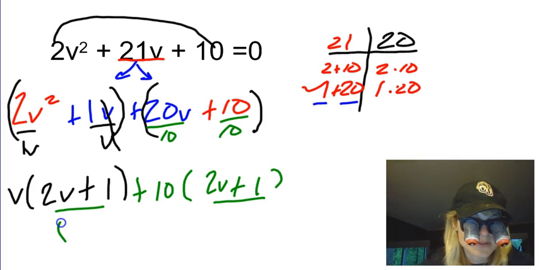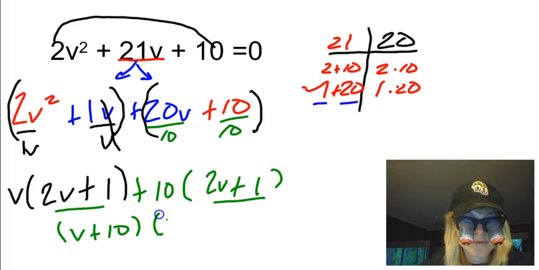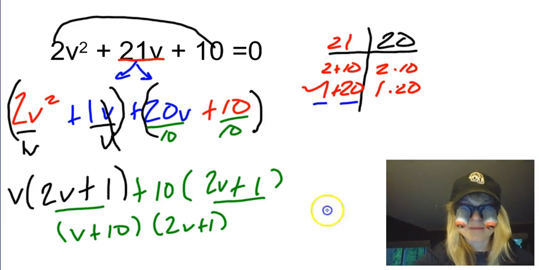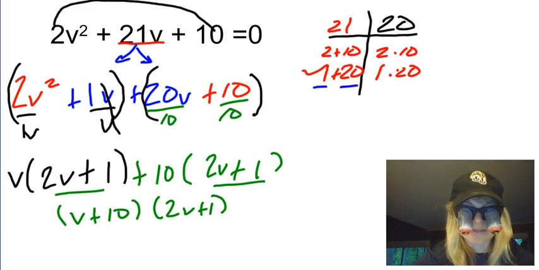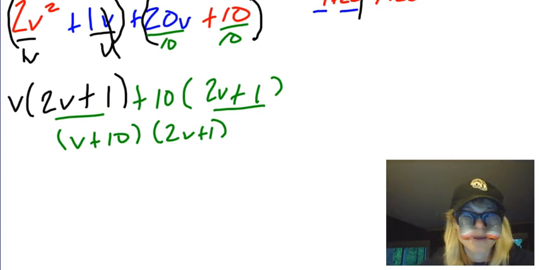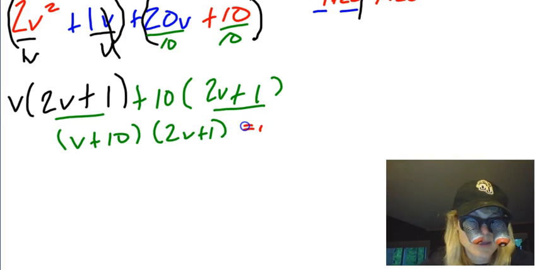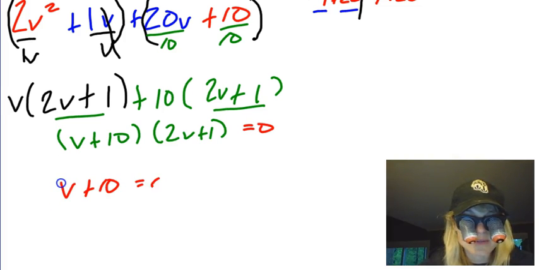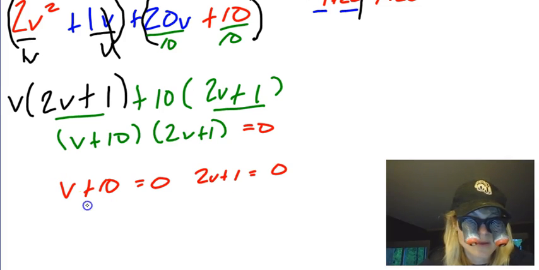So I'm going to put my first two GCFs in one parenthesis, that's 10 plus v, and then bring down one of these matchers, right? And then my equation up top, it says equals 0, so that means it wants me to tell them the zeros of the quadratic. So we're just going to go v plus 10 equals 0. And 2v plus 1 equals 0.